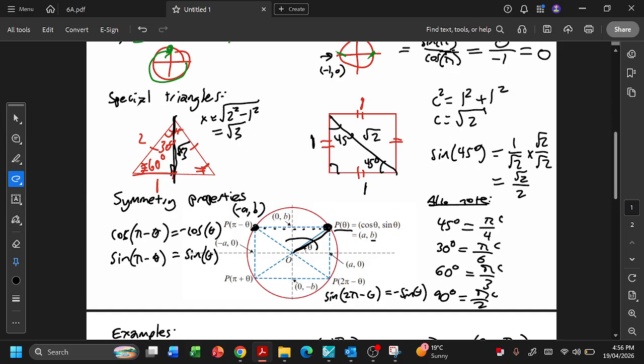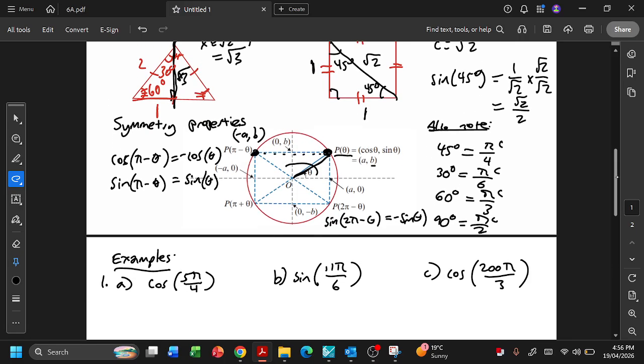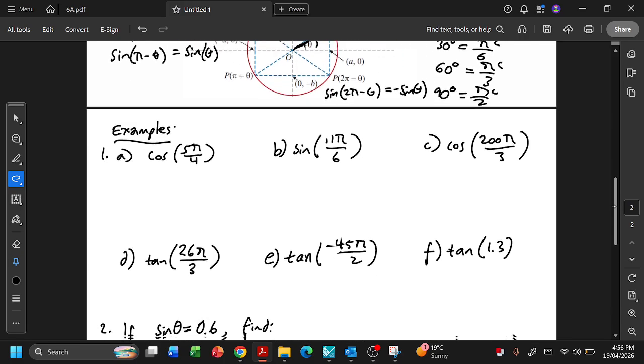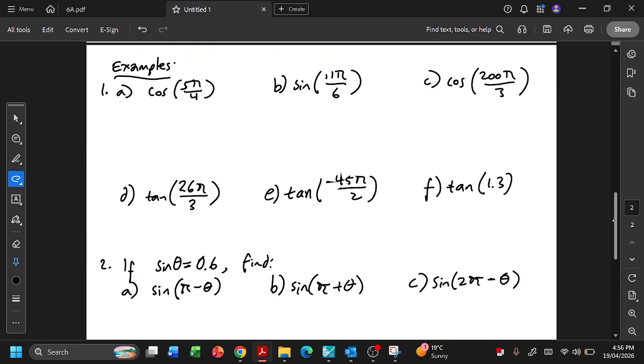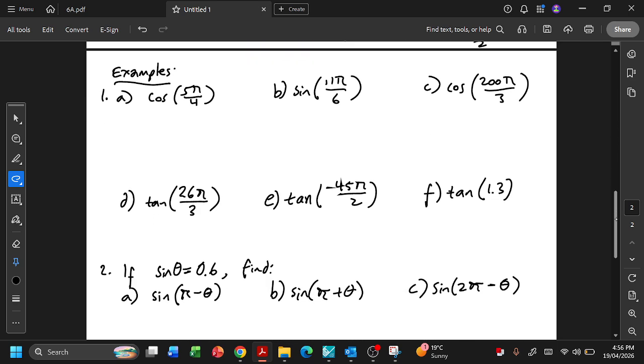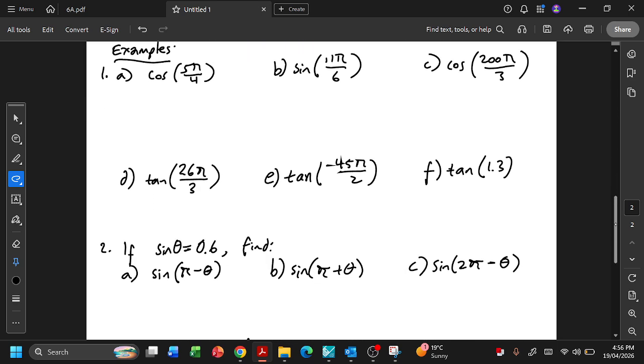Don't worry too much about that diagram. It is really confusing when you first look at it, but it does kind of make sense when you think about it. I think the best thing to do here is to just jump into a few examples, and then hopefully we can wrap our head around what's going on. So first up, what is cos of 5 pi on 4?